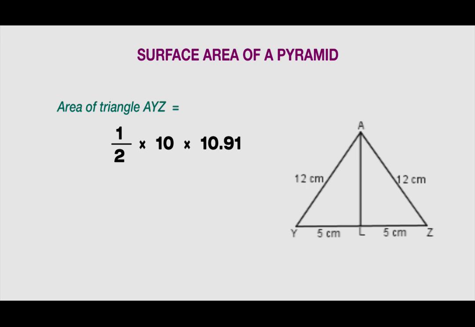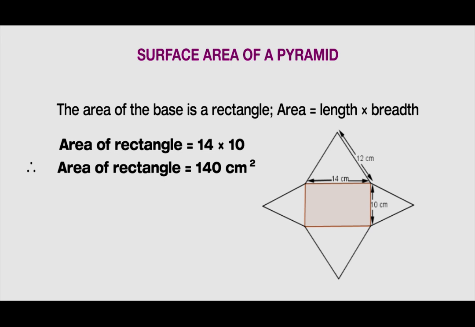The area of triangle AYZ is equal to half multiplied by 10 multiplied by 10.91. So the area of triangle AYZ, simplifying, is equal to 54.55 centimeters squared. The base is a rectangle, and the area of a rectangle is length times the breadth. So you do our substitution. The length is 14 and the breadth is 10. So the area of the rectangle is 14 times 10. And that will simplify to 140 centimeters squared.